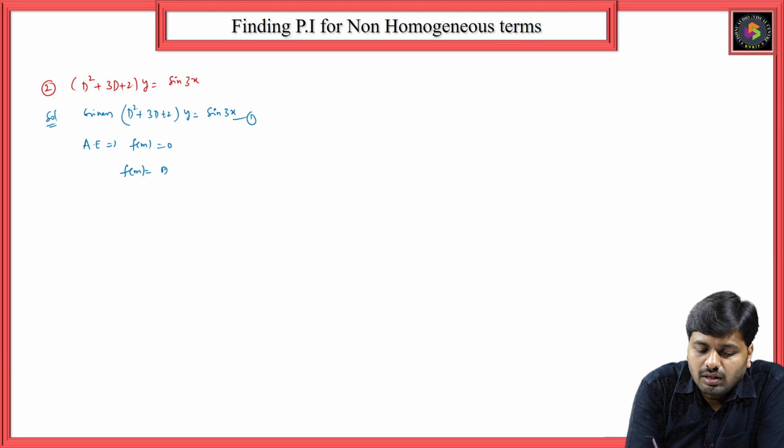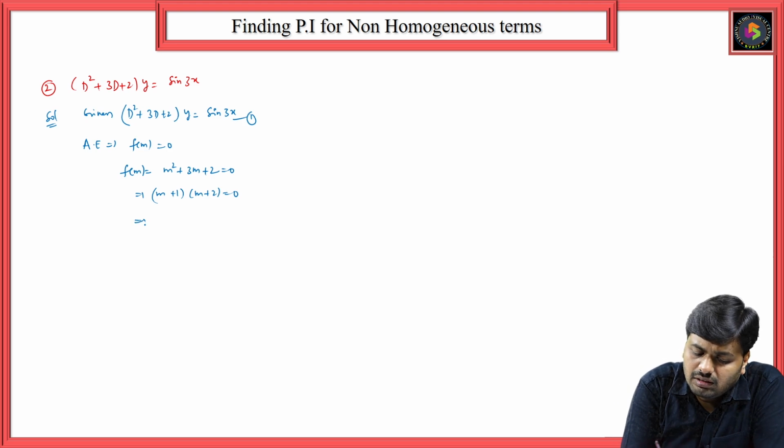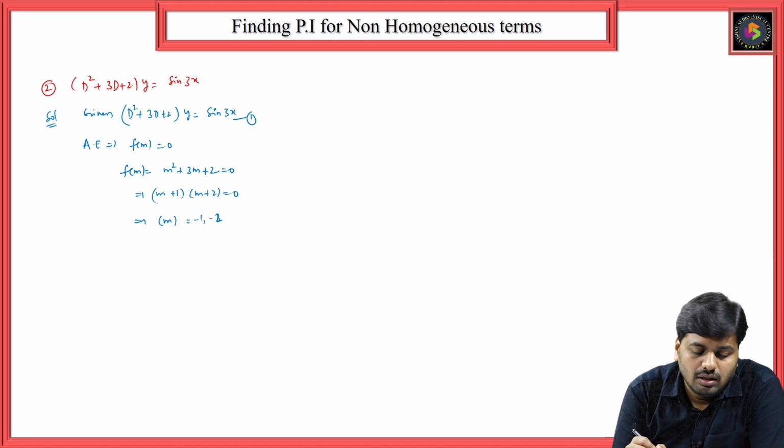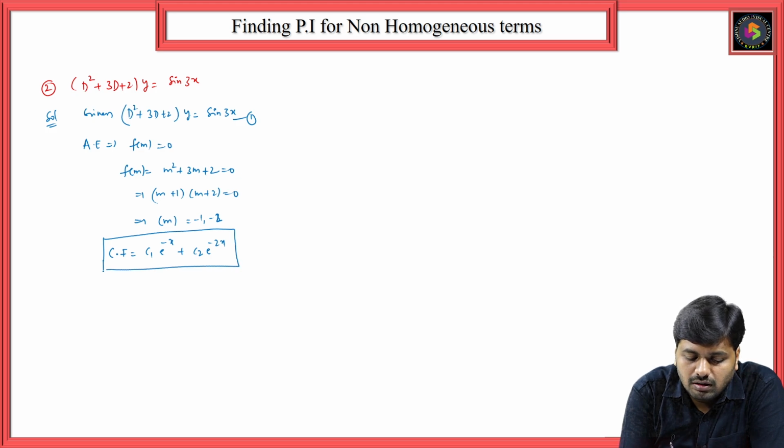F(m), written in terms of m, is m² + 3m + 2 = 0. Now I can write this as (m + 1)(m + 2) = 0, using the factorization method: 2 into 1, that is 2, and 2 plus 1. Now m = −1, −2 are the roots. Then the complementary function will be c1 e^(−x) + c2 e^(−2x). Now this is the complementary function.